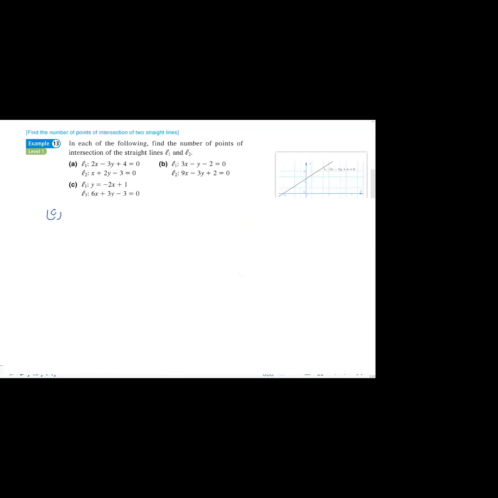Part C, so L1 is y equals negative 2x plus 1. We do not need to change the subject because y is already the subject here. So m1 is negative 2, and y-intercept 1 is 1. And then for L2, we have 6x plus 3y minus 3 equals 0. Keeping the y term on the left is negative 6x plus 3. Dividing the 3 into all the terms on the right-hand side, it becomes negative 2x plus 1. Then m2 is negative 2, and y-intercept 2 is 1.